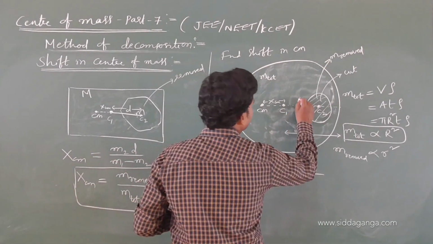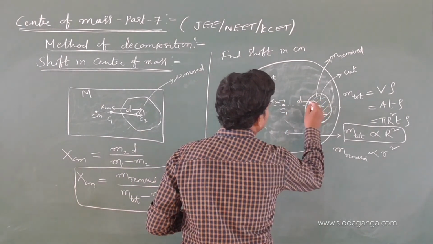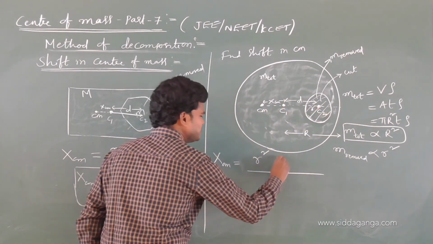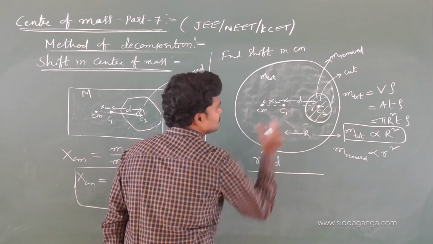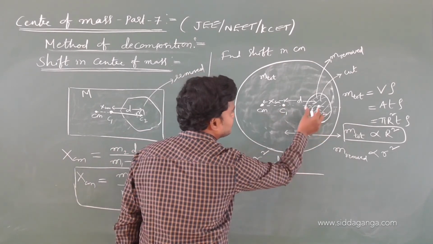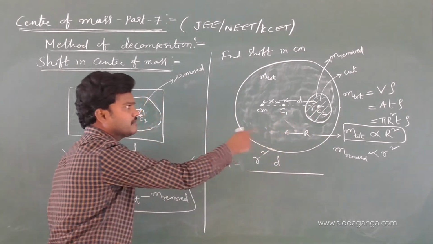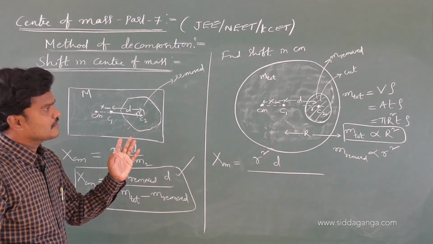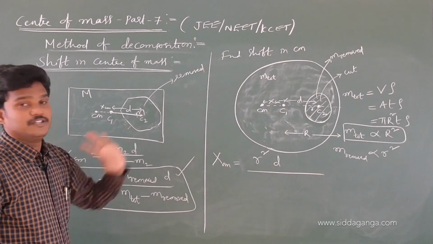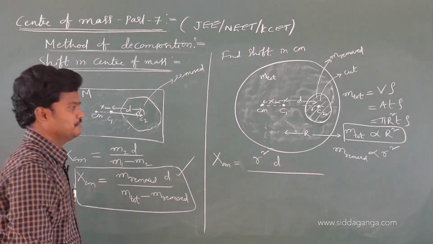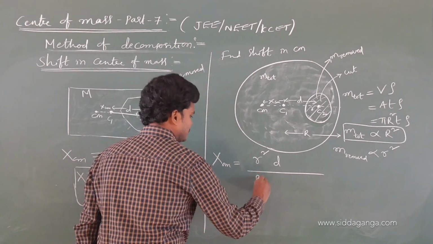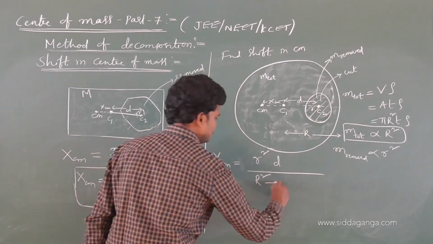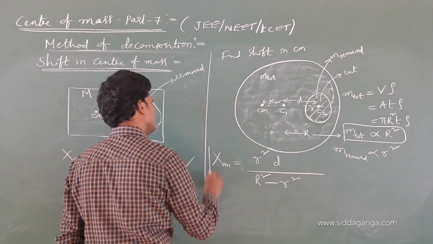What is the distance? D is the distance between the two centers. Write it as D, because we don't know its value. If they had given capital R and small r, we could get R minus r as some value, but that is not possible in this situation. So the answer is r square D over total mass, R square minus small r square.